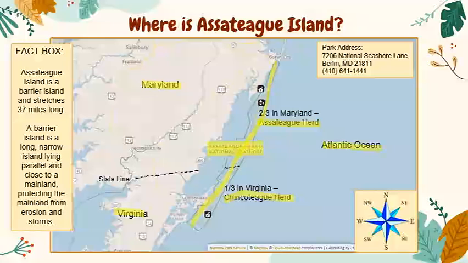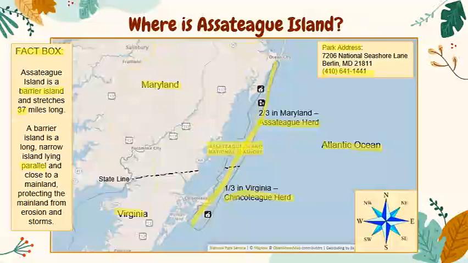So one thing I like about this map is it offers us the Park Service address and the telephone number in case you might need that. We do have a compass rose showing intermediate and cardinal directions. And then over to the left, we have the fact box. Now the fact box says that Assateague Island is a barrier island and it stretches 37 miles long. A barrier island is defined here as a long, narrow island lying parallel and close to the mainland. So there's your math word right there, parallel. It's protecting the mainland from erosion and storms.